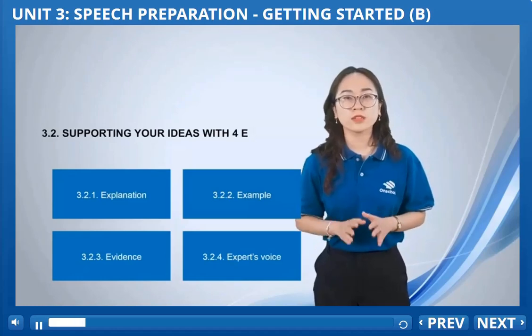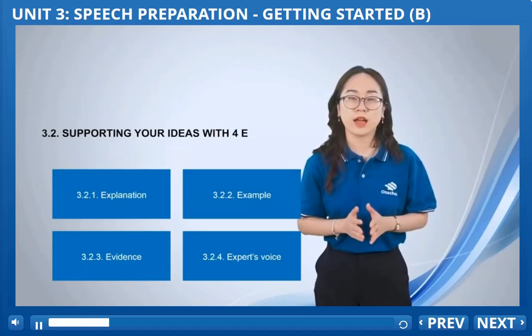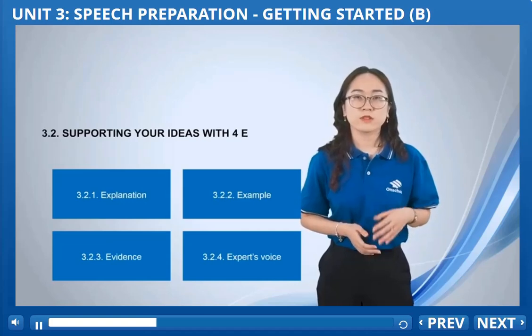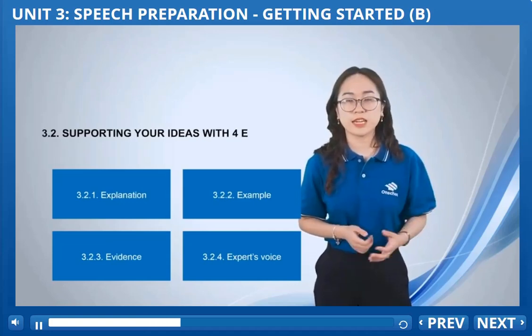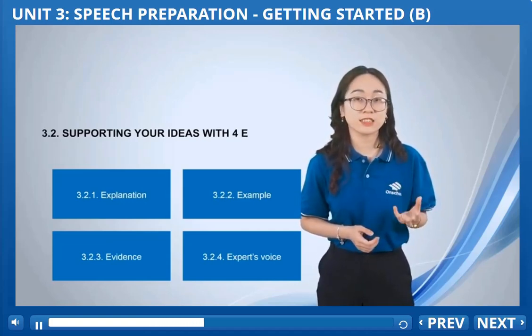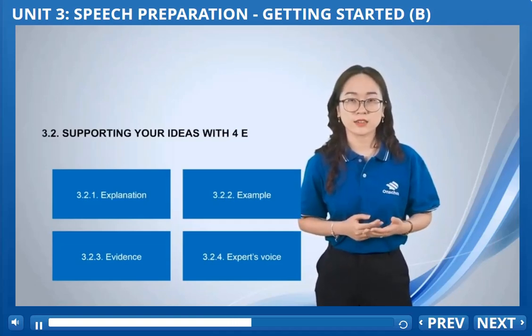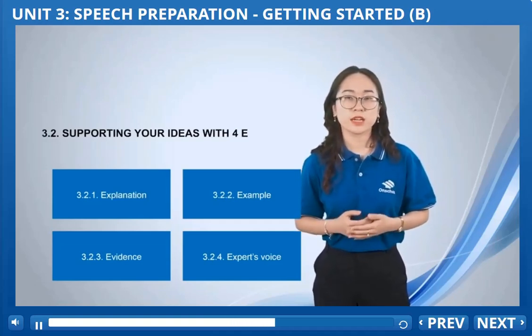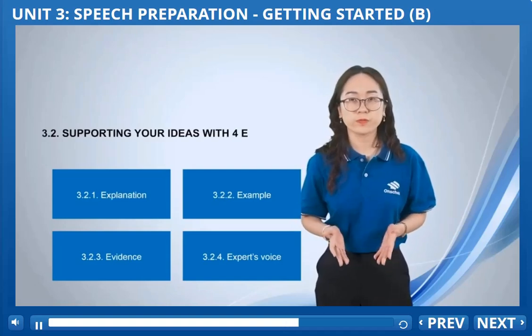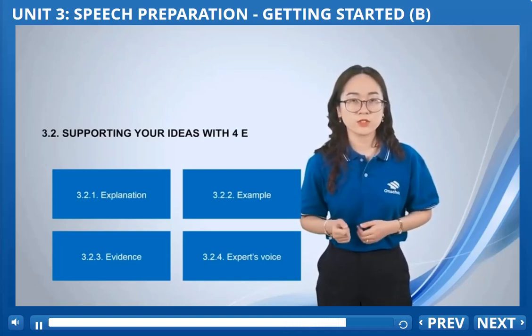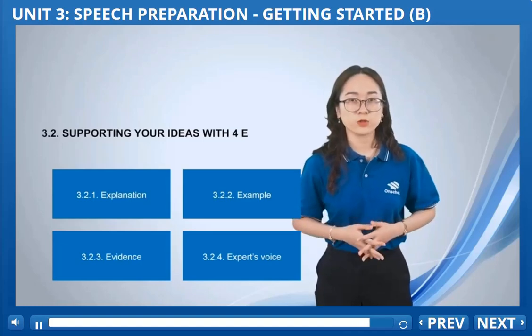Next, we will need to know how to support our ideas. So I have the 4 E's here. So the first one is explanations. You should giải thích, đúng không? Mình có thể đưa ra những cái giải thích vào trong cái bài nói của mình. Next, we can add example, ví dụ. Or we can use evidence, bằng chứng. And the last one, expert's voice, ý kiến của chuyên gia.